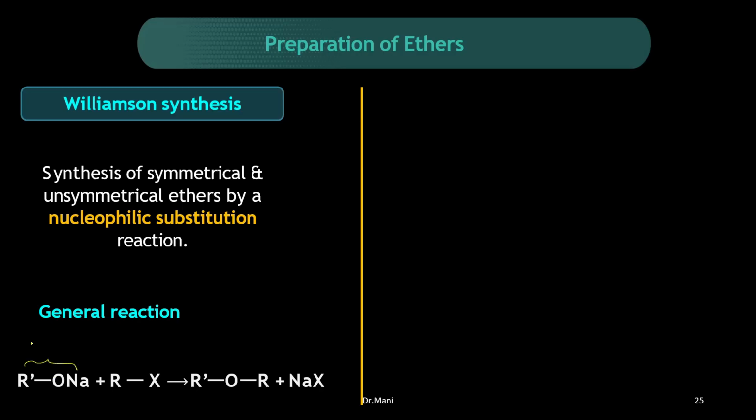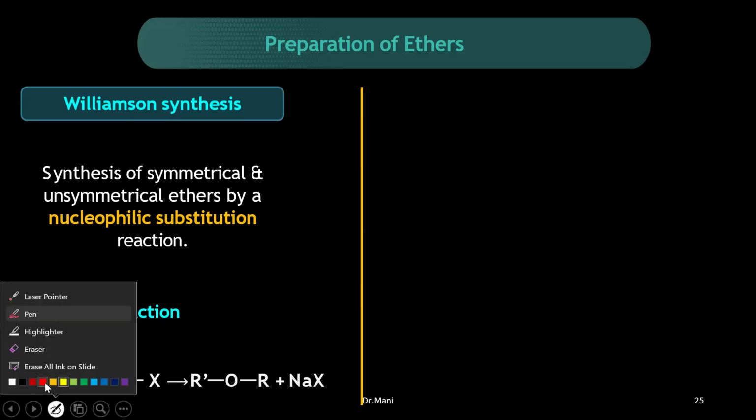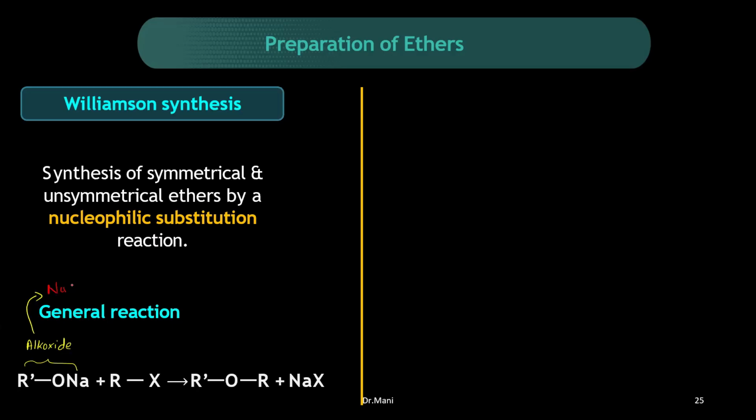Alkoxide. Remember RONa. RONa is nothing but the sodium alkoxide. This alkoxide will act like a nucleophile. So remember, RONa will act like a nucleophile and it is an alkoxide.